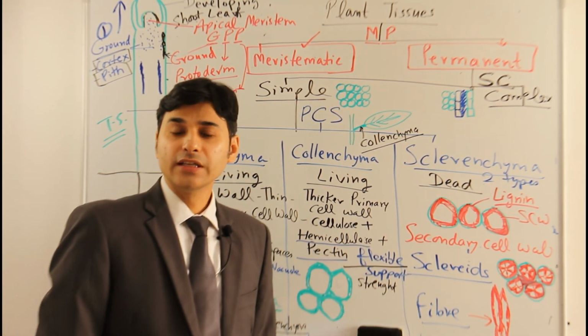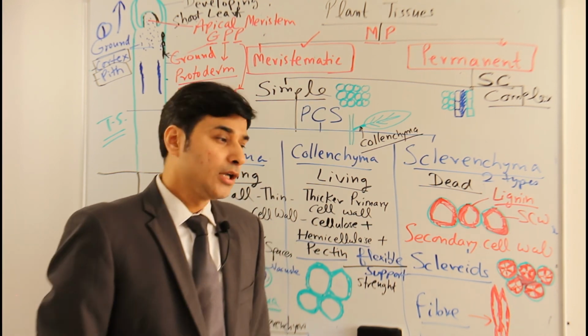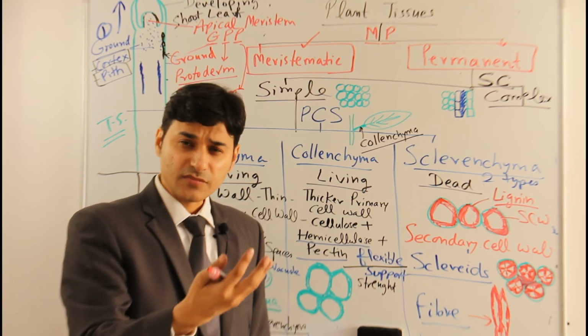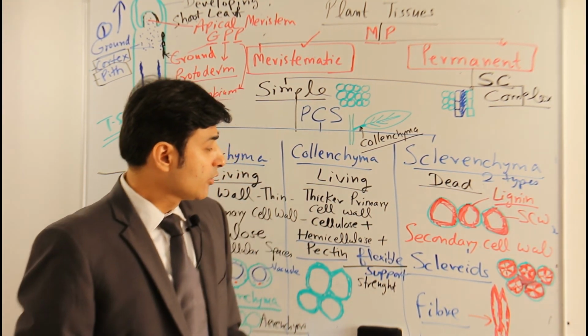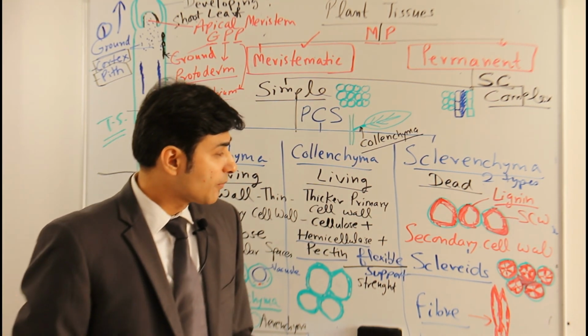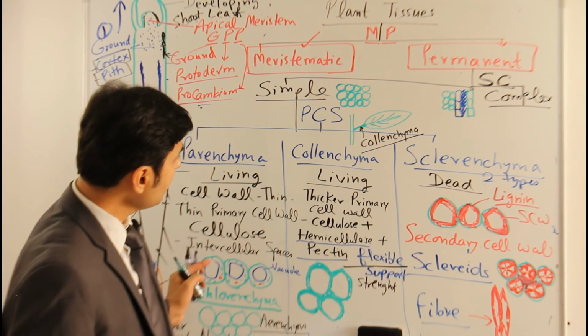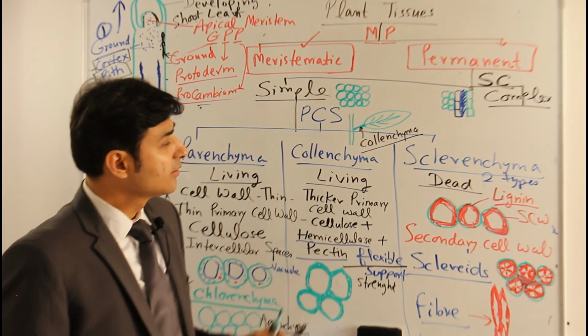They are found with xylem, called xylem fiber. They are also found with phloem in the vascular tissues, called phloem fiber. So fibers are important, and this is the completion of the simple permanent tissues.